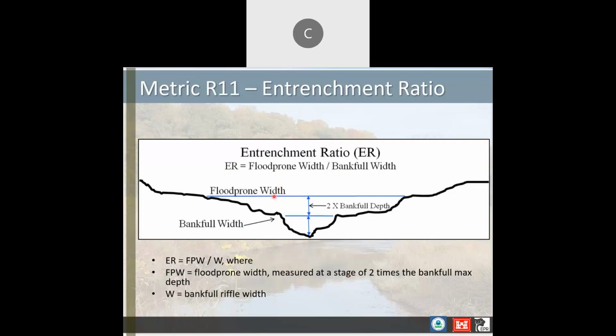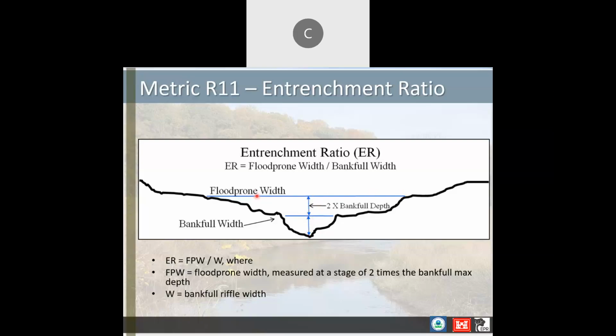The entrenchment ratio is the width of the flood-prone area, so flood-prone width, that is measured at a depth that is twice the bankfull maximum depth. So again, that bankfull maximum depth, so from bankfull down to the deepest part of your channel, you're going to move up from that bankfull elevation another bankfull maximum depth, and measure the width of your flood prone area.